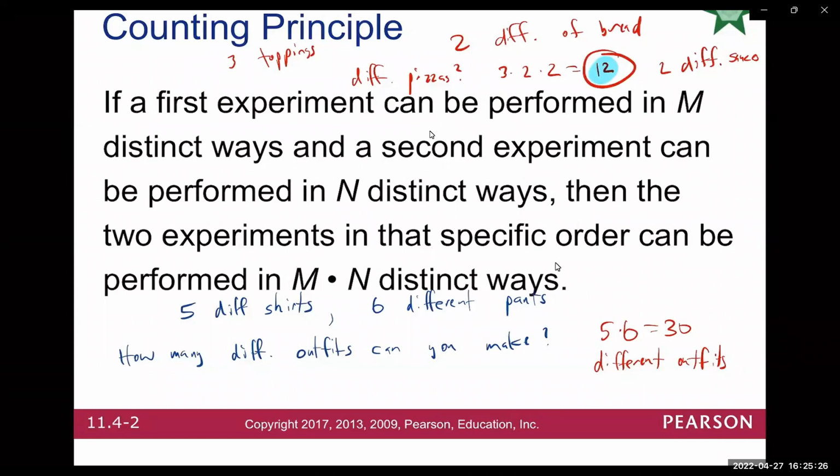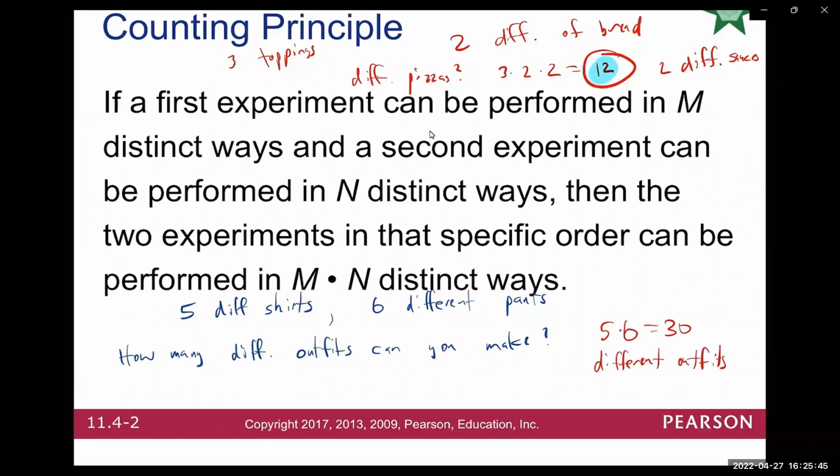All right, so that's the counting principle. All you got to do is just multiply, and that will do it. All right, let's move on. So definitions. These are some definitions you want to try to learn. The sample space is a list of all possible outcomes of an experiment.